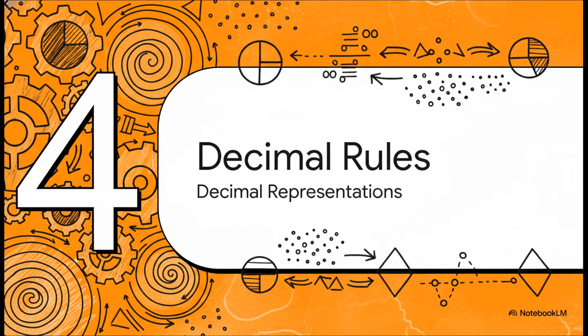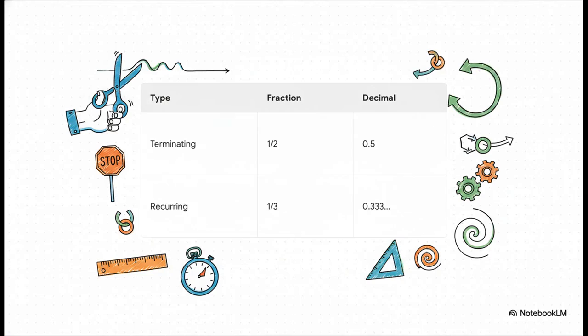Shifting gears now to Section 4, Decimal Rules. You know, fractions and decimals are basically just two sides of the same coin, right? When we convert these fractions, they are always going to fall into one of two categories. First up, terminating decimals. These are decimals that actually have an end. So 1/2 cleanly becomes 0.5, and 3/4 becomes 0.75.